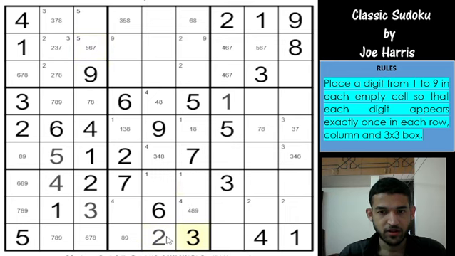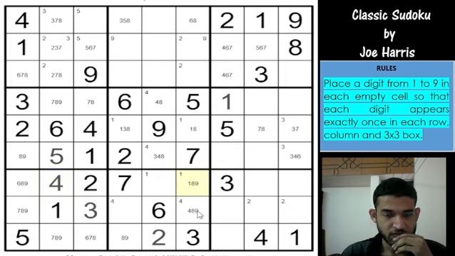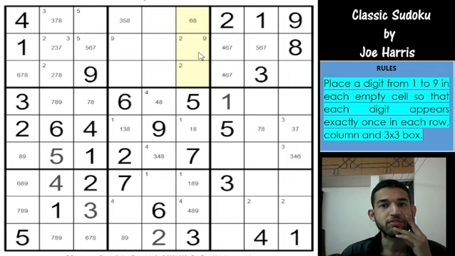Okay, this cell 2, 3, 6, 7, 4, 5, so this has to be 1, 8 and 9. So 2 and 6 must be in these three cells, right? Okay, that may be useful later on. So I don't think even the bivalue candidates are helping us now.